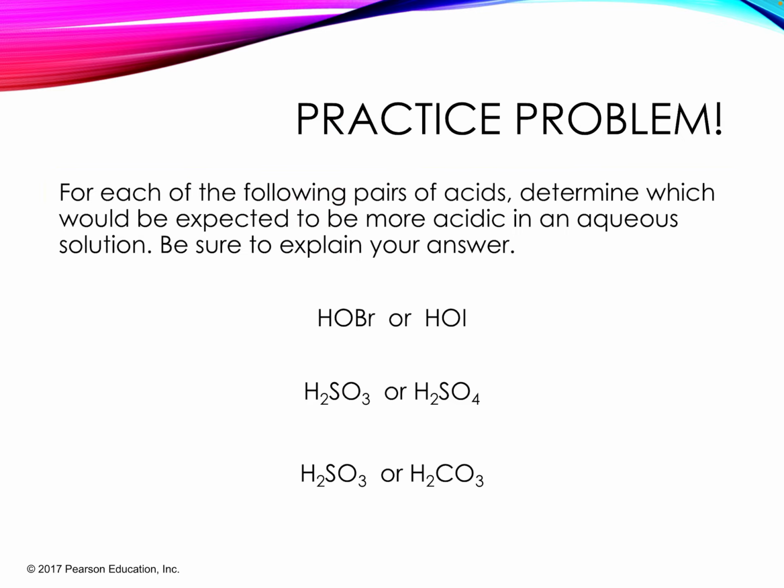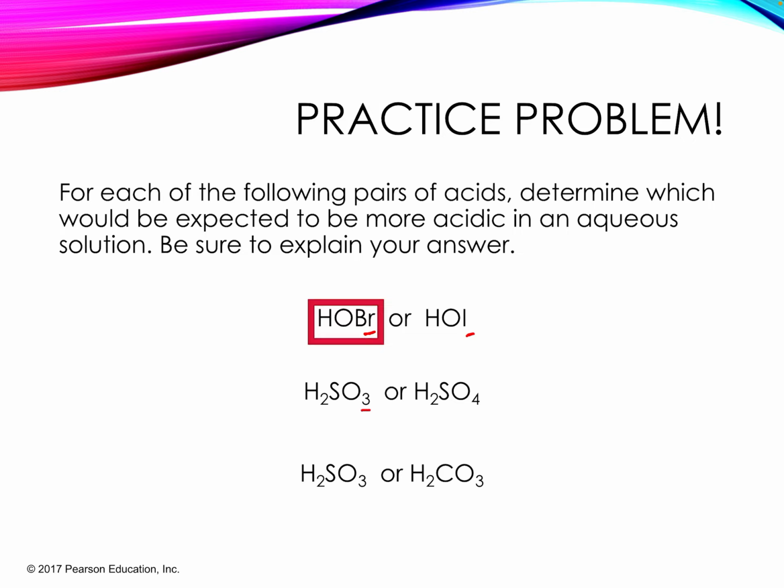Okay, so for this first one, we are looking at the electronegativity difference between bromine and iodine. Since bromine is more electronegative than iodine, the acid with the bromine in it will pull the electron density away from that hydrogen the most, which will make the hydrogen more acidic and easier to ionize.